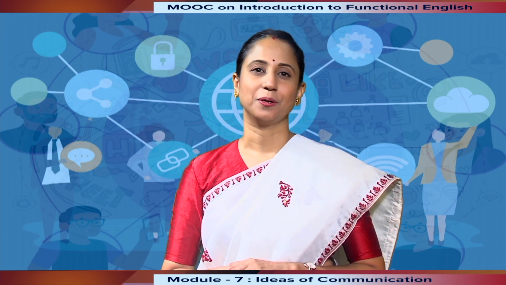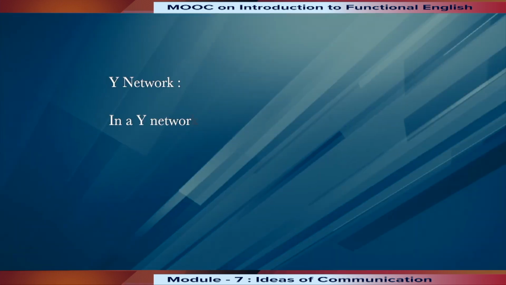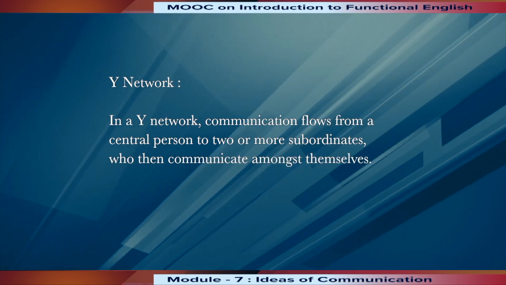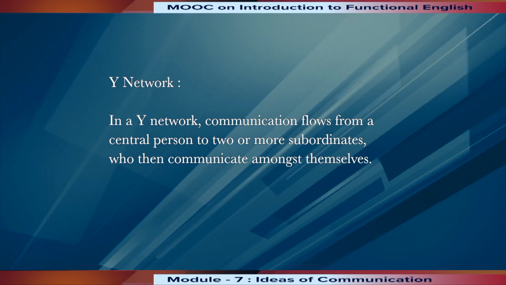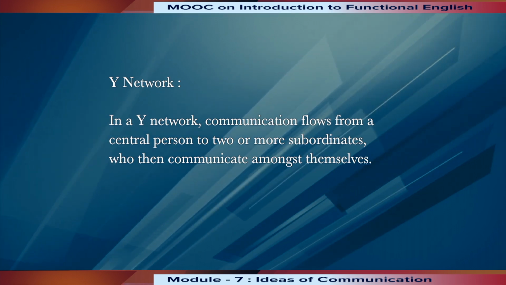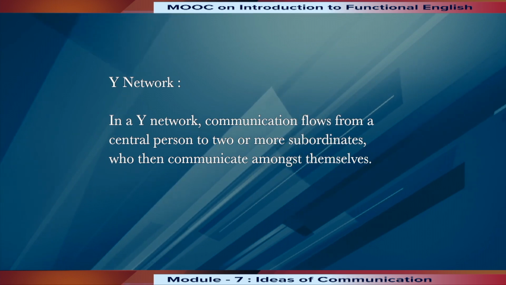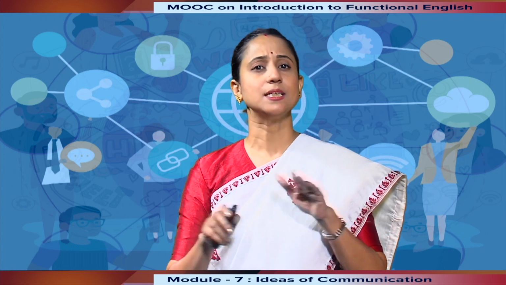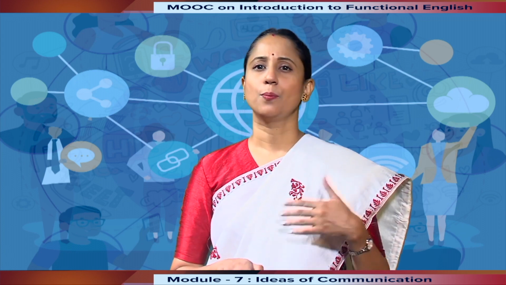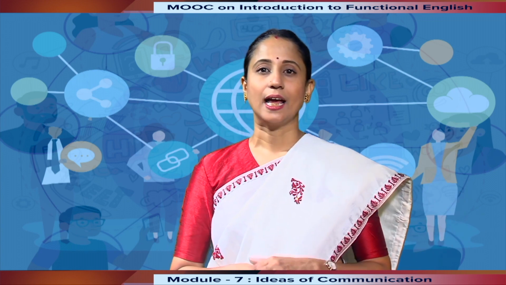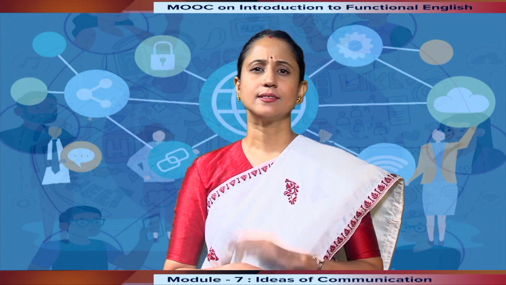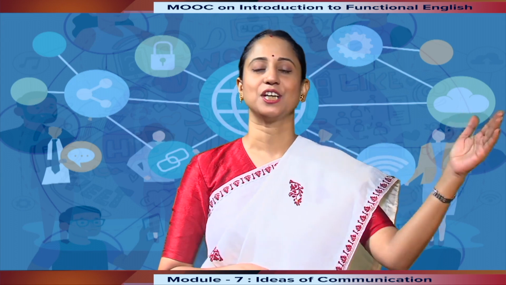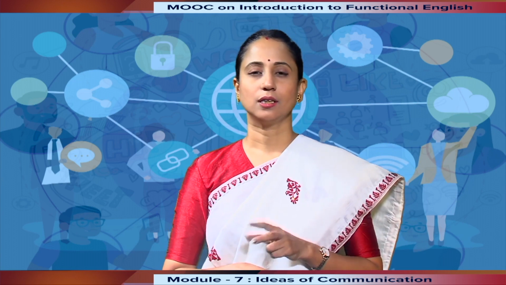Next is the Y network. In a Y network type of communication, the communication flows from the central person to two or more subordinates, who then communicate amongst themselves. This type of network is often seen in organizations with multiple teams or departments reporting to a central authority. The Y network is similar to the chain, except that two members fall outside the chain. In a Y network, let us take an example.